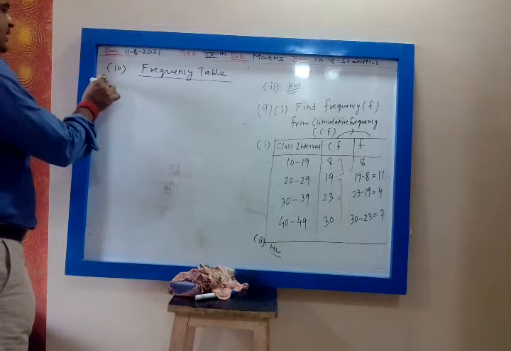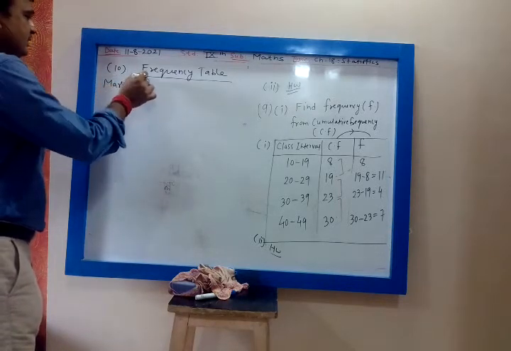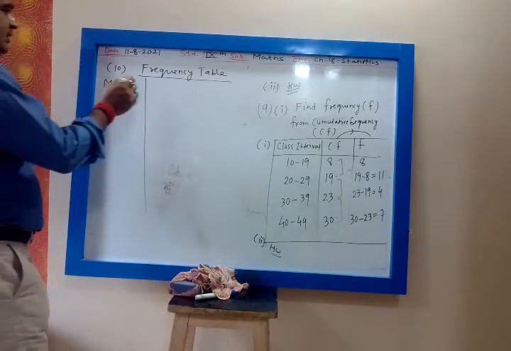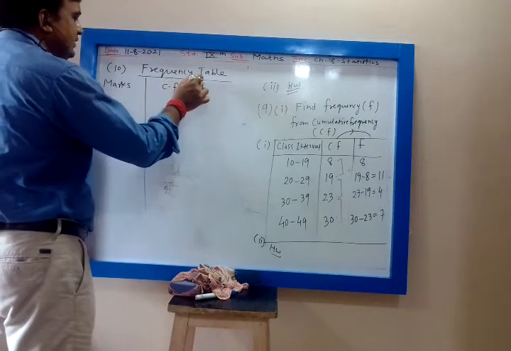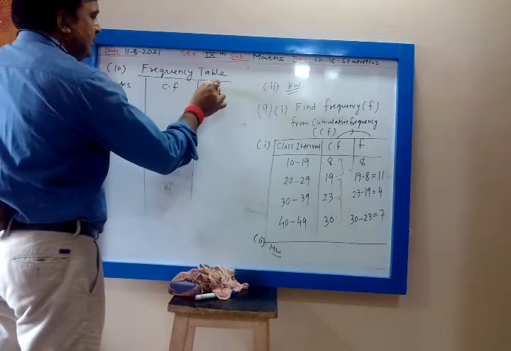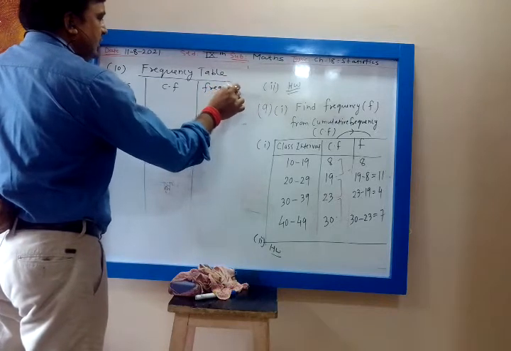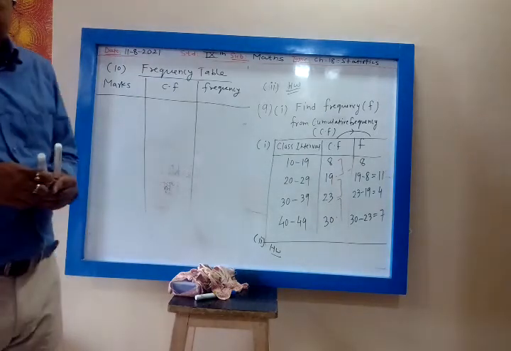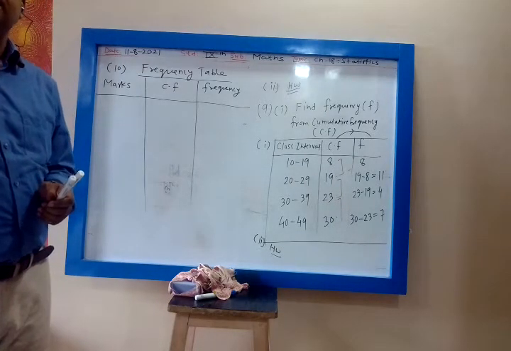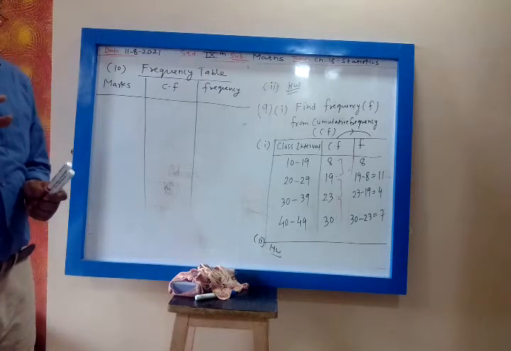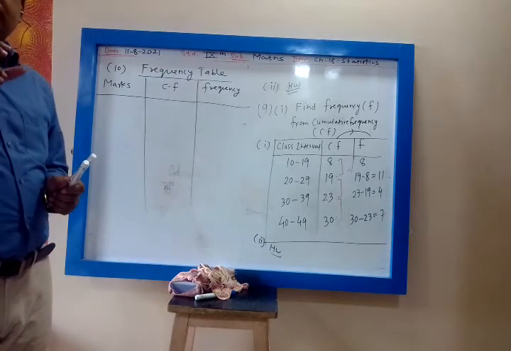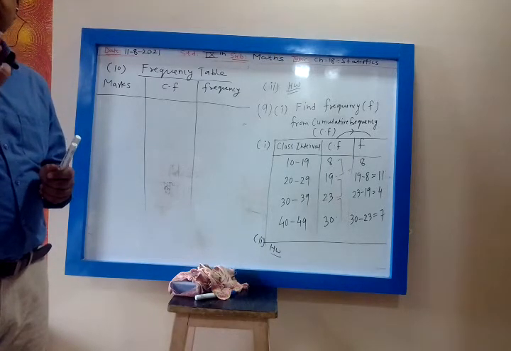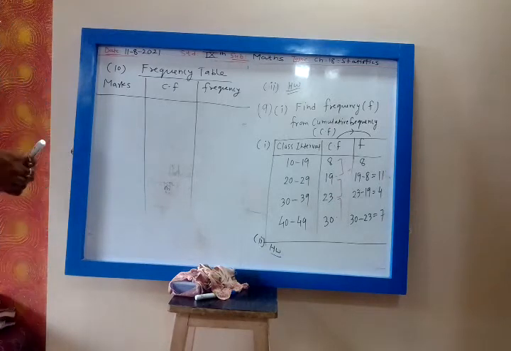Let us write CI for marks. Then we write CF, cumulative frequency, then we write frequency. So remember, whenever it is less than and frequency is given, that means that is CF, not your frequency here. Whenever the class interval is given as less than 10, the further part will not be your frequency, it will be your CF, cumulative frequency. Remember that.